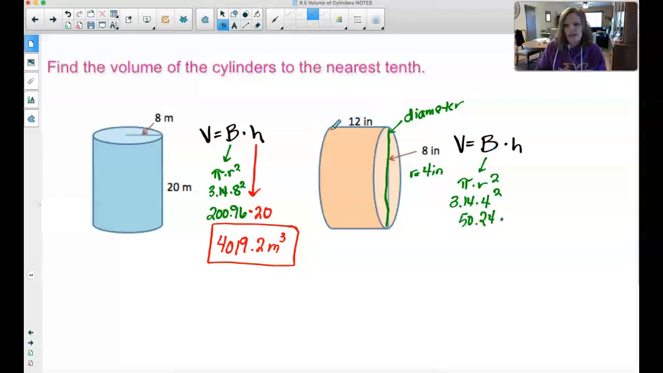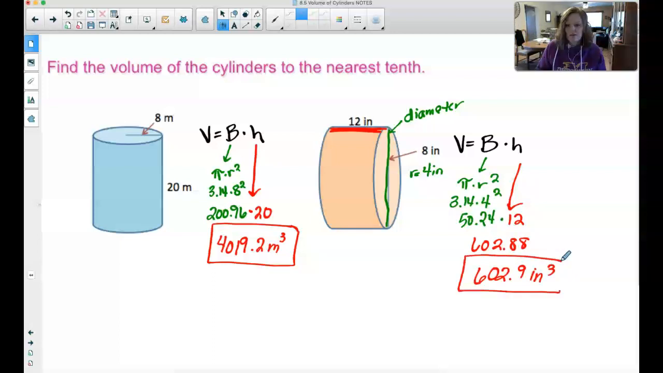Times the height of the cylinder. Again, the height is the distance between the two bases. Now remember, this circle is laying on its side, so the height in this case is 12. So we put 12 in there. 50.24 times 12 ends up being 602.88, and we're going to round that to the nearest tenth. So 602.9 inches cubed. So that would be the volume of our cylinder.